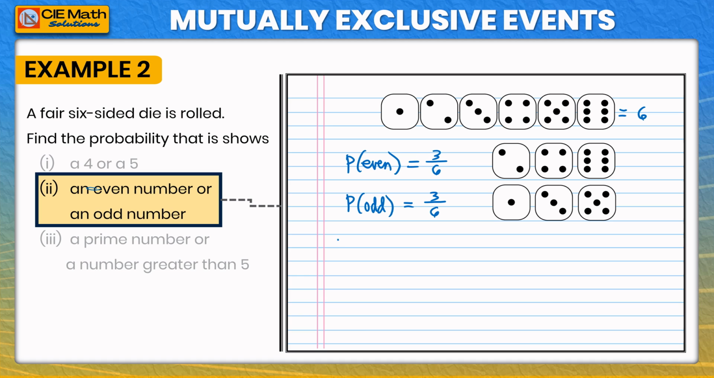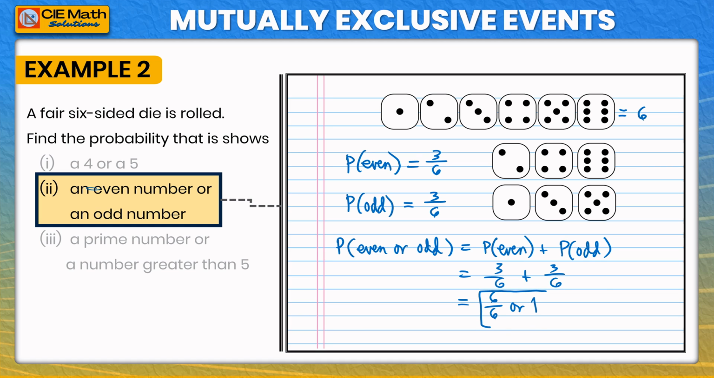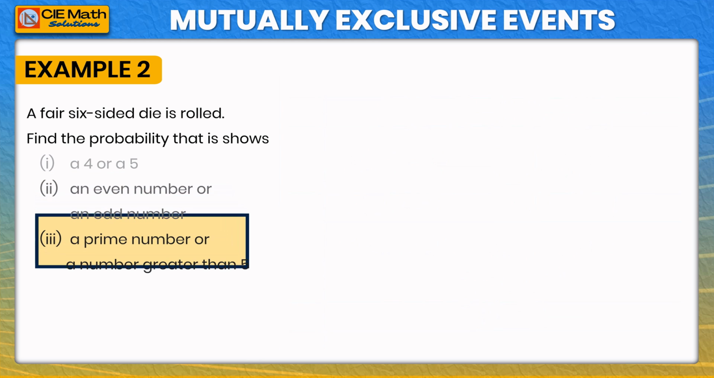Finding then the probability of getting an even or odd will be equal to the probability of getting even plus the probability of getting an odd, which is equal to 3 over 6 plus 3 over 6. Adding these two, we have 6 over 6 or 1. The probability then of getting an even number or an odd number in a single roll of a die is 1.